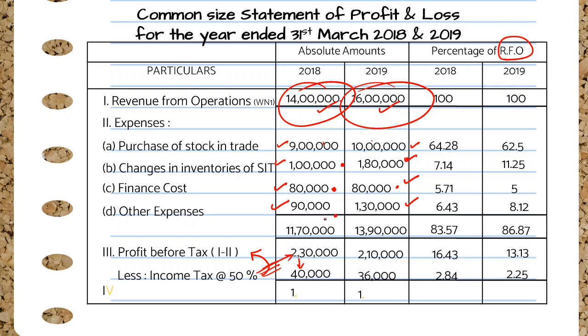Then finally, we have profit after tax. Again, the percentages. So what did we do? We calculated the percentages. So what you can do is you can just copy this column first. Then you can write the values in the 2018 and 19 columns. And then you can pick up 1 year and start calculating the percentages, like every item divided by 14 lakh into 100. Then you can pick up the next year and do the same. So this way your common size statement of P&L would be complete.